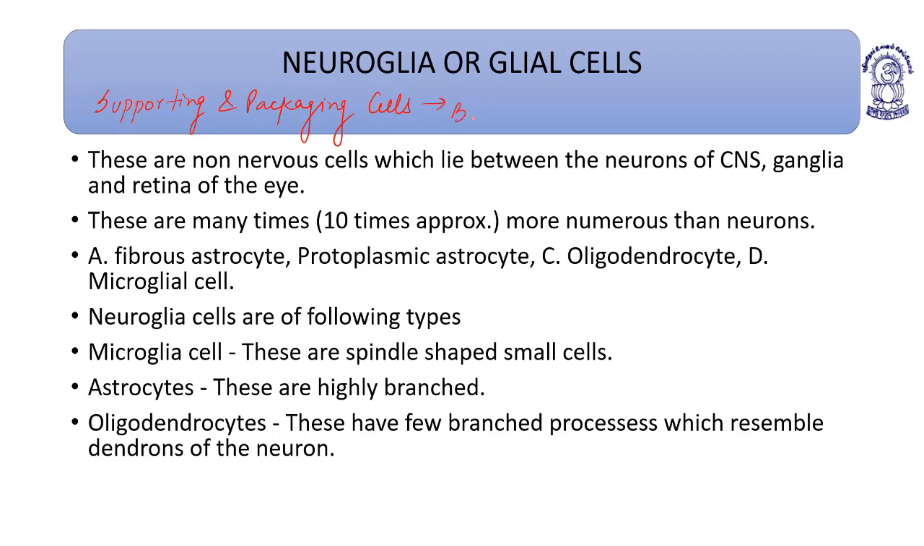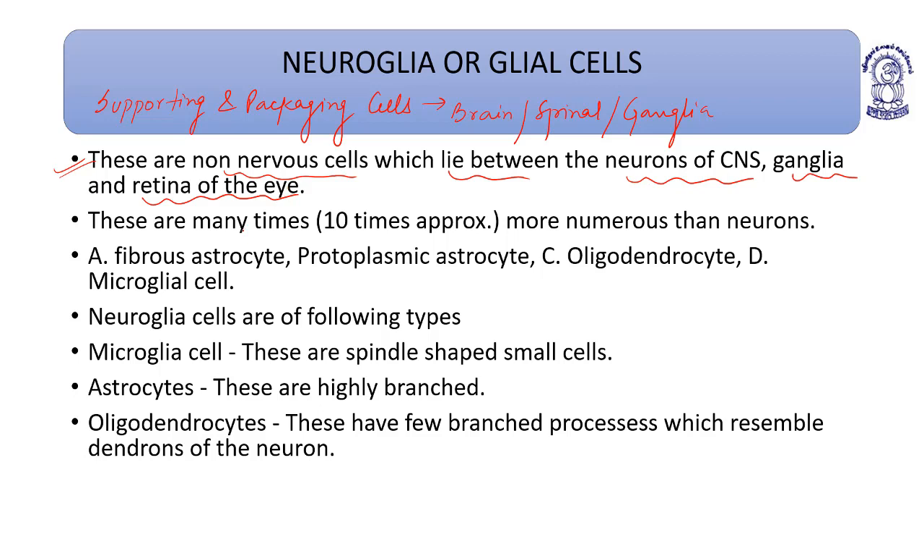They are found in brain, spinal cord, and ganglia. They are non-nervous cells which lie between the neurons of CNS, ganglia, and retina of eye. So they are supporting and packaging cells. They are non-nervous, meaning they are non-conducting. They lie between the neurons of CNS, ganglia, and retina of eye.